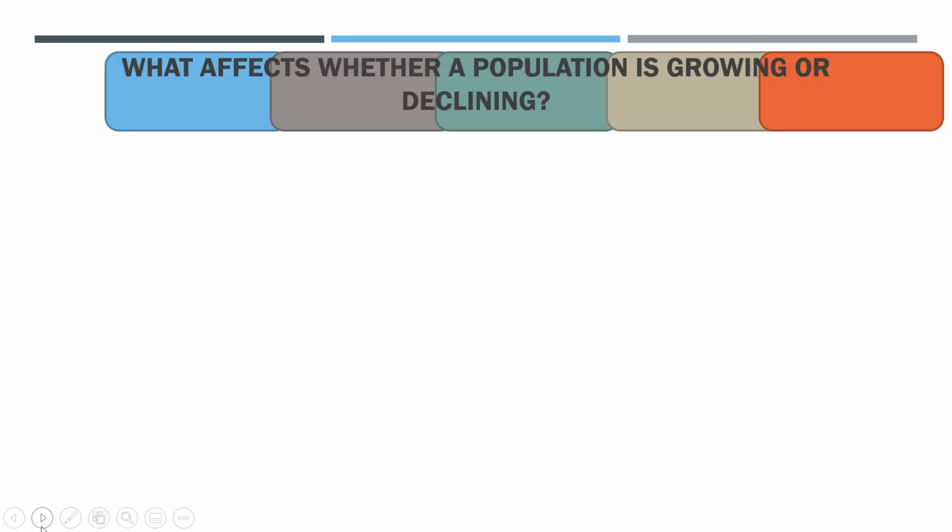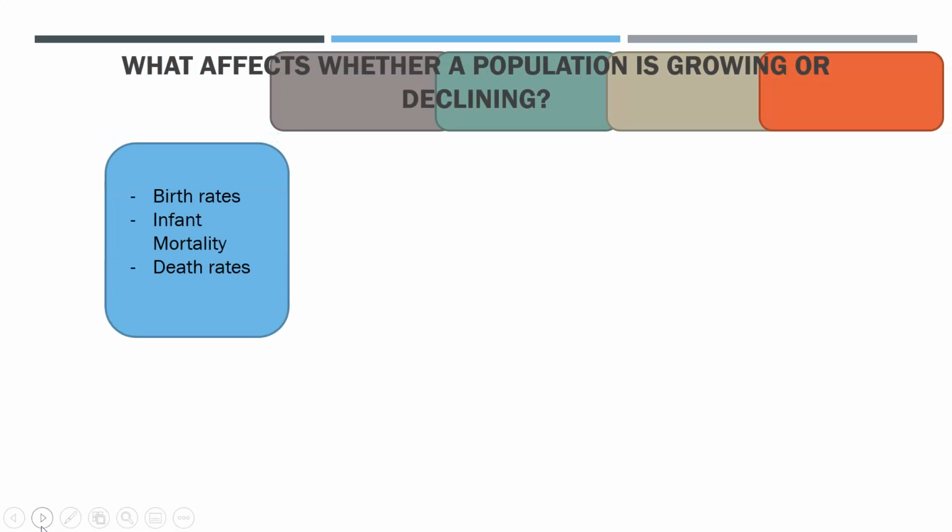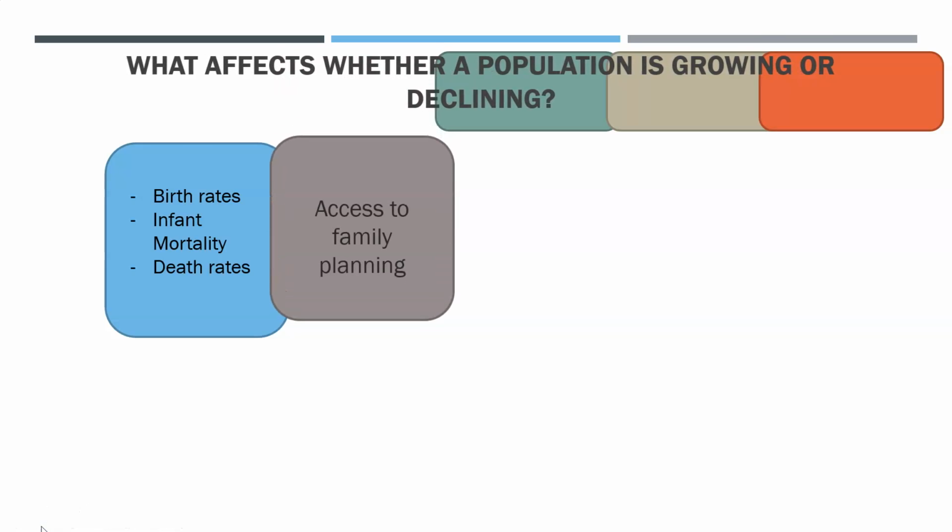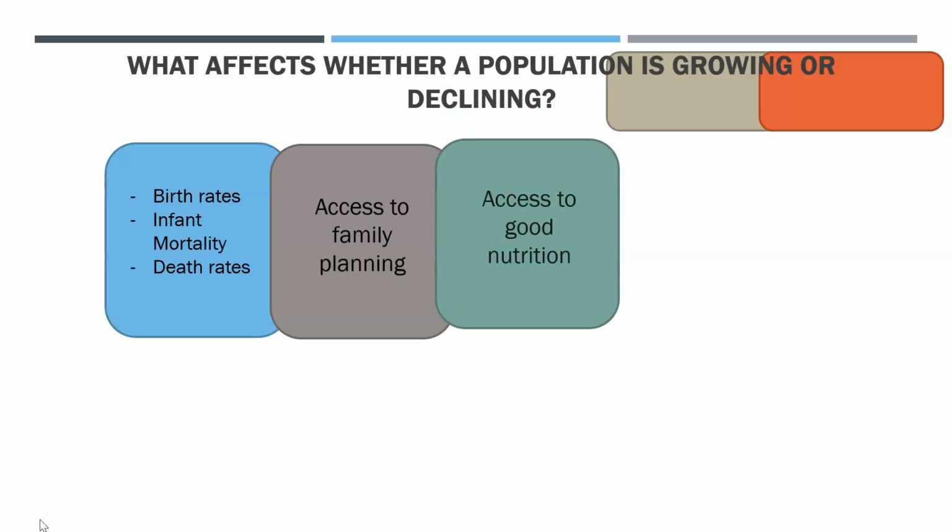So, what exactly does affect whether a population is growing or declining? Several factors. We could have simple birth and death rates, so the number of births, your rate of infant mortality, and your death rate. We also see the access to family planning. If there are ways for couples to access family planning, that's been shown to reduce the overall numbers of offspring. We have access to good nutrition, so this is going to impact that infant mortality rate and how long infants and young children can survive.